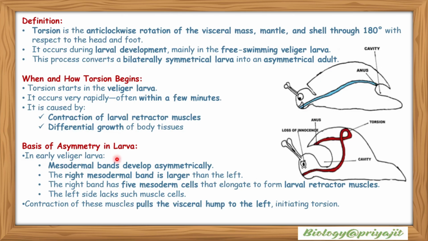In early veliger larva, mesodermal bands develop asymmetrically. The right mesodermal band is larger than the left one, so the right band has mesoderm cells that elongate to form the larval retractor muscles, and the left side lacks such muscle cells. Contraction of these muscles pulls the visceral hump to the left, initiating the process of torsion.